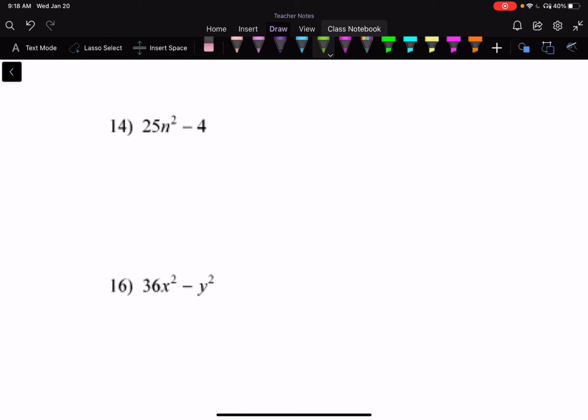Number 14, we're going to verify the same thing: a minus in the middle, and check for square roots. That leaves me with 5n and 2. It follows the pattern, so we'll put it into the dots form: 5n plus 2 and 5n minus 2.